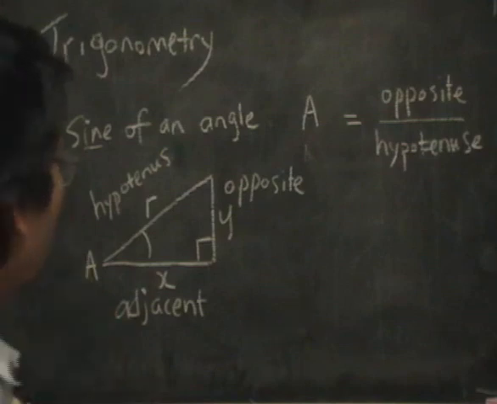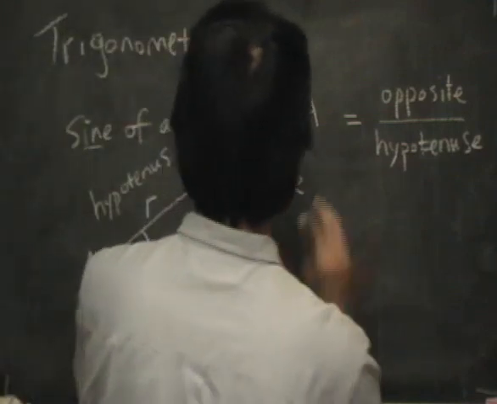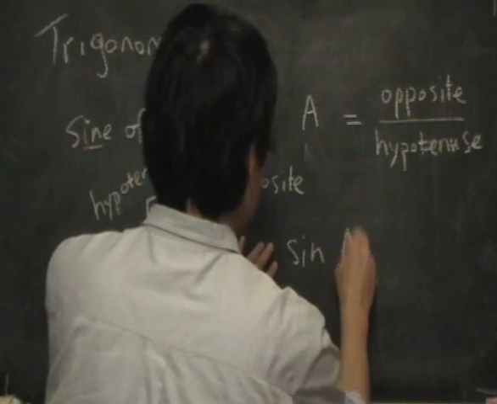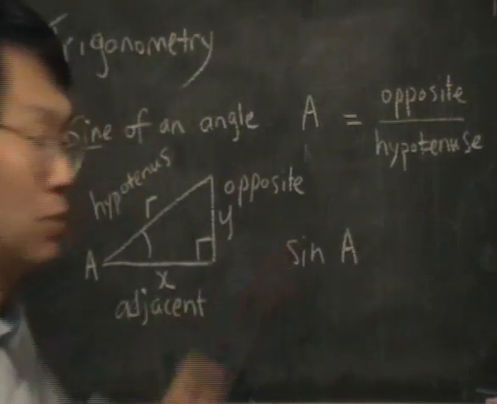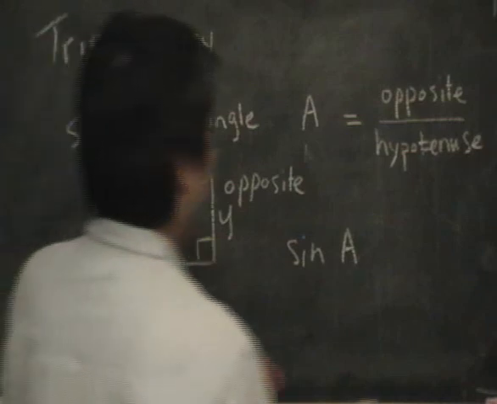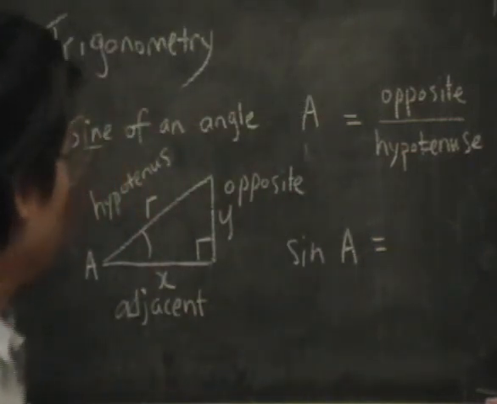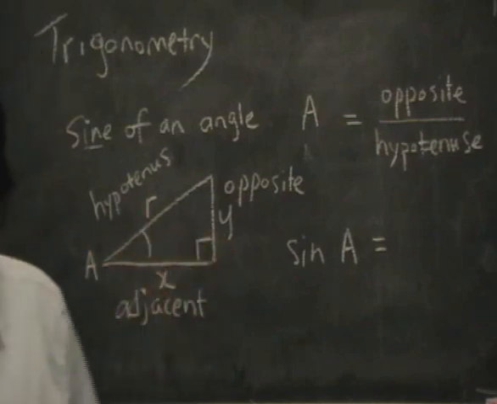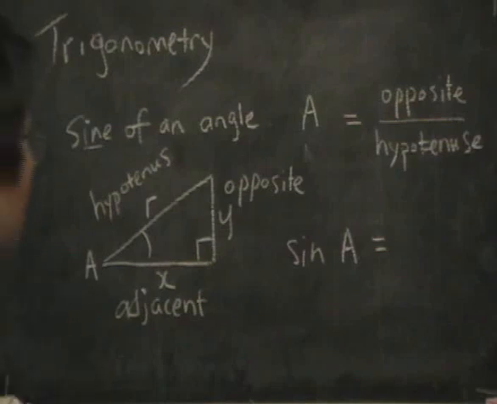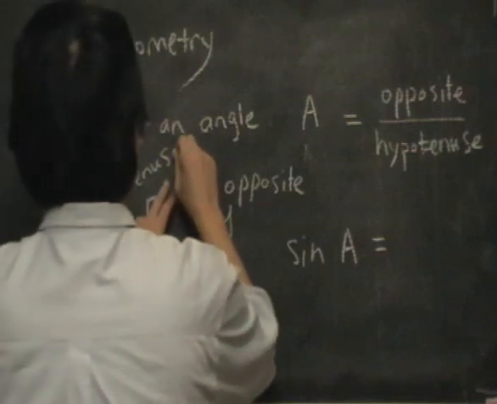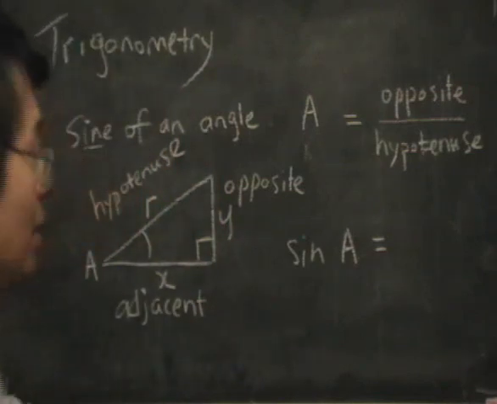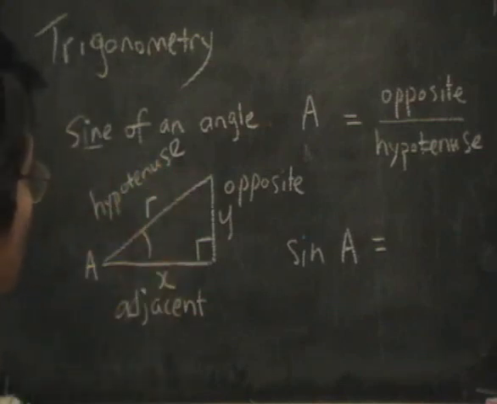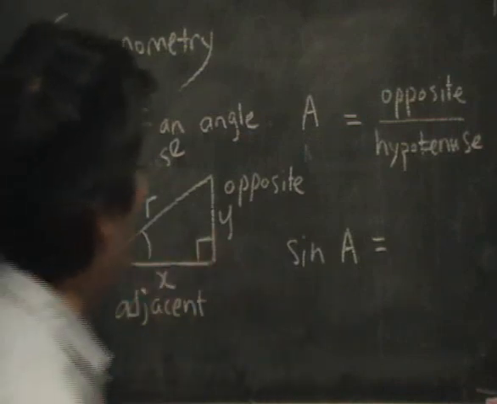So before I give some examples, I will write down a symbol for sine of an angle. The symbol is S-I-N A. So that's the symbol for sine of an angle. If I use the symbols for opposite and hypotenuse, then these are Y and R. There is actually an E at the end of hypotenuse. It's hypotenuse spelled with an E at the end. So sine A will be equal to Y over R.